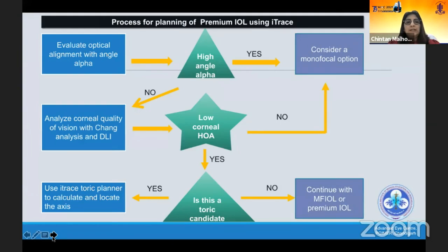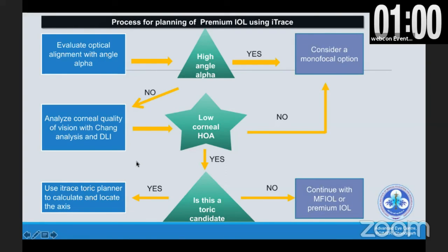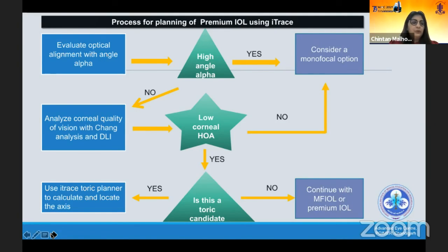So just to summarize in brief, the process of planning for a premium IOL using iTrace: if we have a high angle alpha, we would consider a monofocal option, probably not going for a multifocal. Next, we see whether the corneal aberrations are low or high. If the corneal aberrations are high, again consider a monofocal option. If they are low, then we consider whether this patient is a candidate for a toric IOL. If yes, we can use the iTrace toric planner. And if not, then we can consider the multifocal or a premium IOL. So that was just in brief a little bit about the utility which the iTrace can give us.